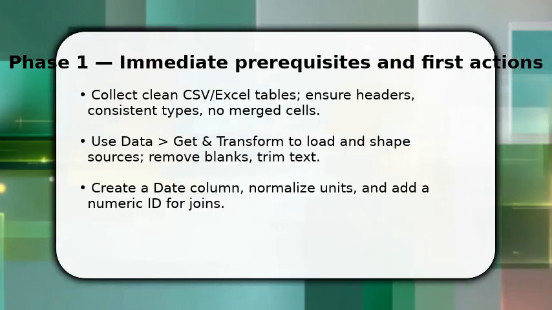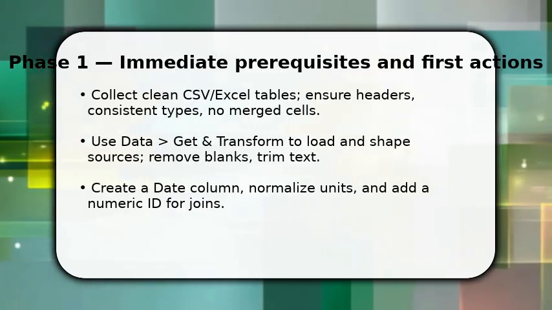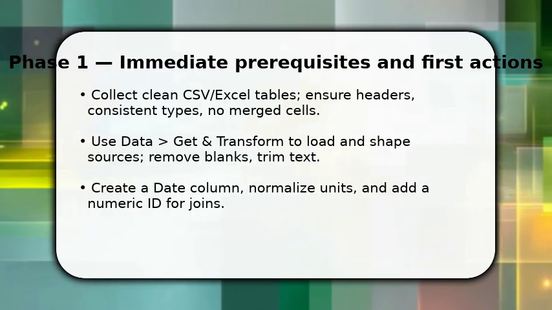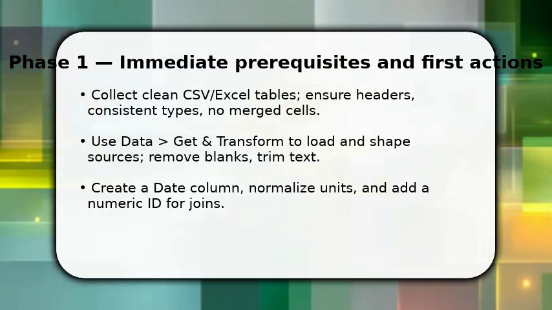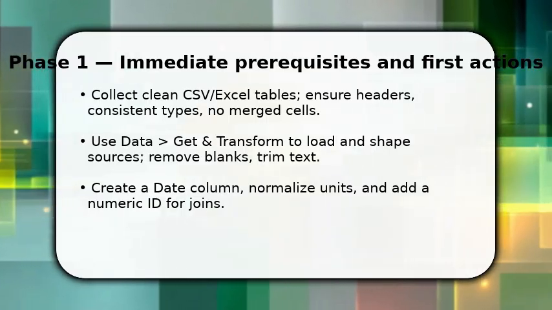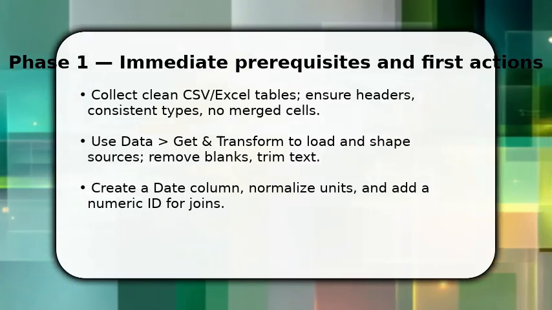You start by importing and fixing messy inputs so analysis runs reliably. Use Data, Get and Transform to load CSVs or databases. Once loaded, remove blanks, trim whitespace, and enforce types: numbers, dates, text. Create a unified date column and a numeric ID for joins, because joins fail without stable keys.